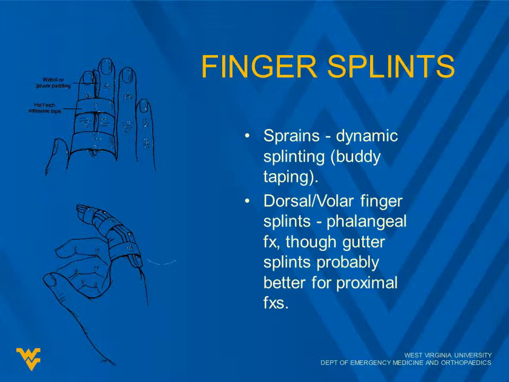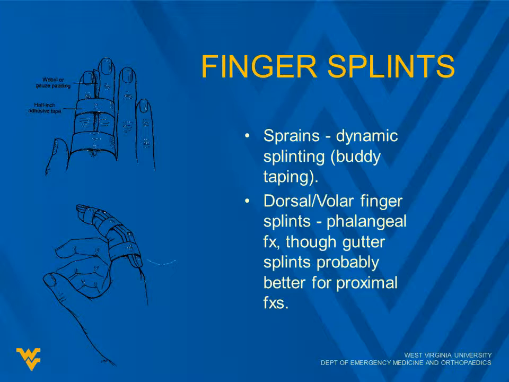Finger splints, pretty straightforward things. The really big thing you have to watch out for with finger splints, number one, you want to go ahead and throw some cotton or web roll down in between the fingers so they don't get macerated, sorry, if you're doing buddy taping.